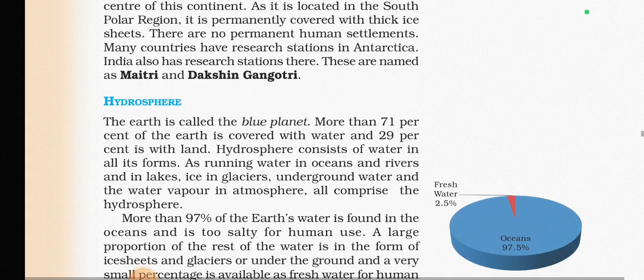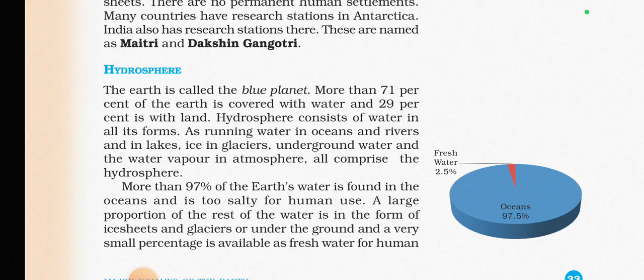Now moving ahead to the hydrosphere. The Earth is called the blue planet because the maximum part of it is covered with water. More than 71% of the Earth is covered with water, and 29% with land. The hydrosphere consists of water in all its forms, be it ice, water vapor, or liquid water. The running water in the oceans, rivers and lakes, ice in glaciers, underground water, and water vapor in the atmosphere all comprise the hydrosphere.